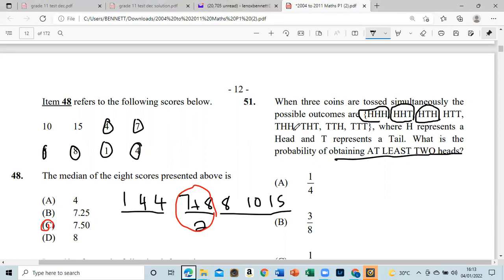So actually it's 4. I think that's it. So that's 1, 2, 3, 4. So four out of how many? 1, 2, 3, 4, 5, 6, 7, 8. So it's 4 over 8, which is a half.